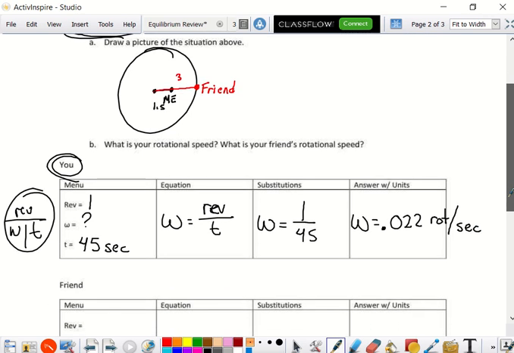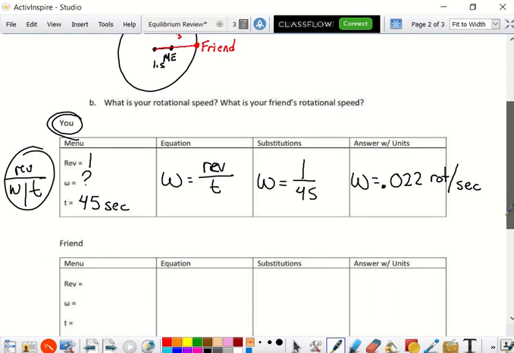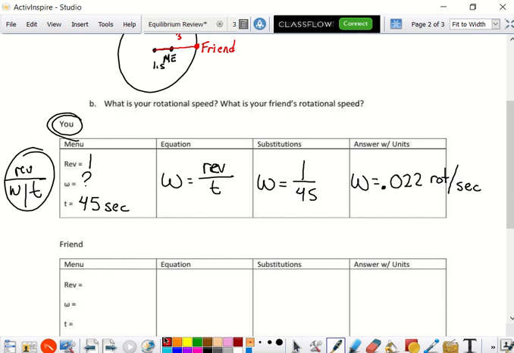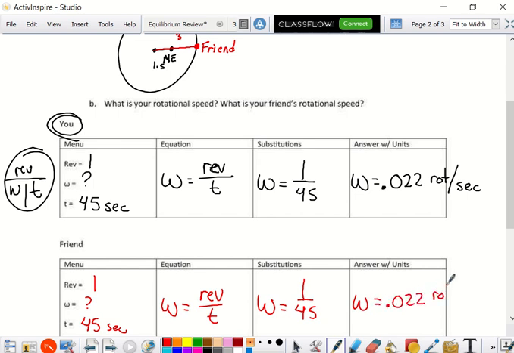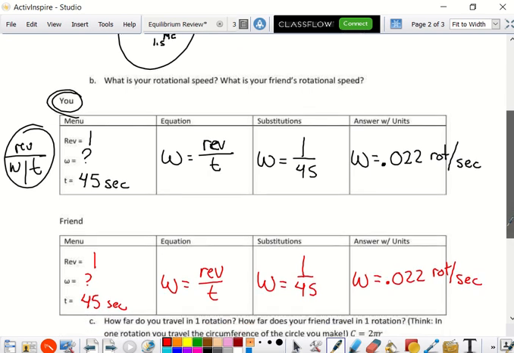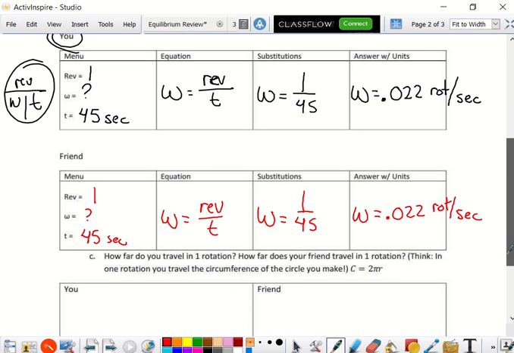All right, now let's look at my friend. My friend also makes 1 rotation in 45 seconds because we're just sitting right next to each other. We're looking for their rotational speed, so we follow the same process. We do all this math just to find out that we were going the same rotational speed. If we're on the same disk, we have the same number of revolutions in the same amount of time.